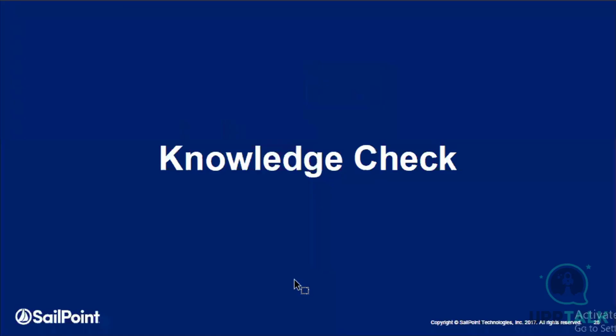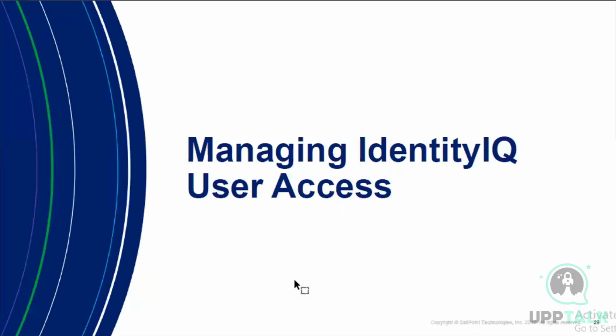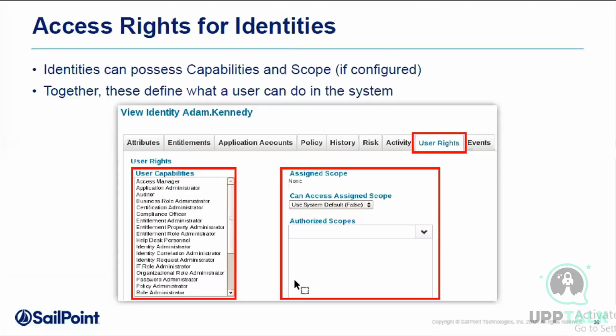Next, managing identity user access. So this includes the capabilities. When you click on this user rights, you will see a number of capabilities over here. Whatever capability you want to assign, you can just assign it. Based upon the capability, the users will see some kind of tabs.